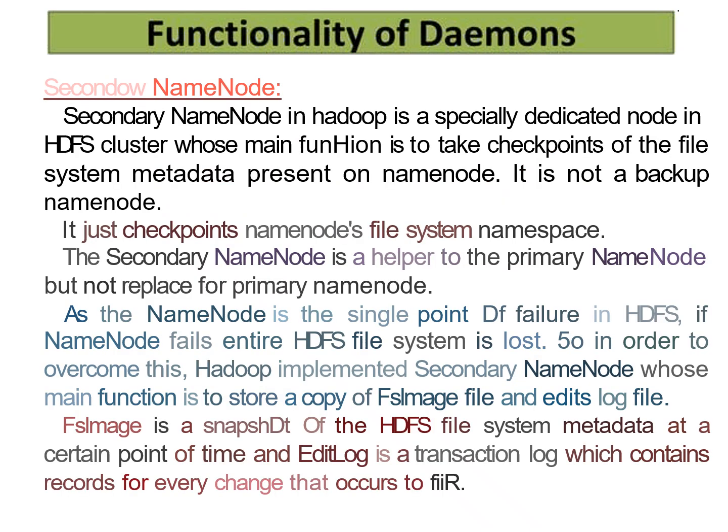Secondary name node is dedicated in an HDFS cluster. The main function is to create checkpoints of the file system metadata present in the name node. It is not a backup name node. It creates checkpoints of the name node, and it's a helper to the primary name node.